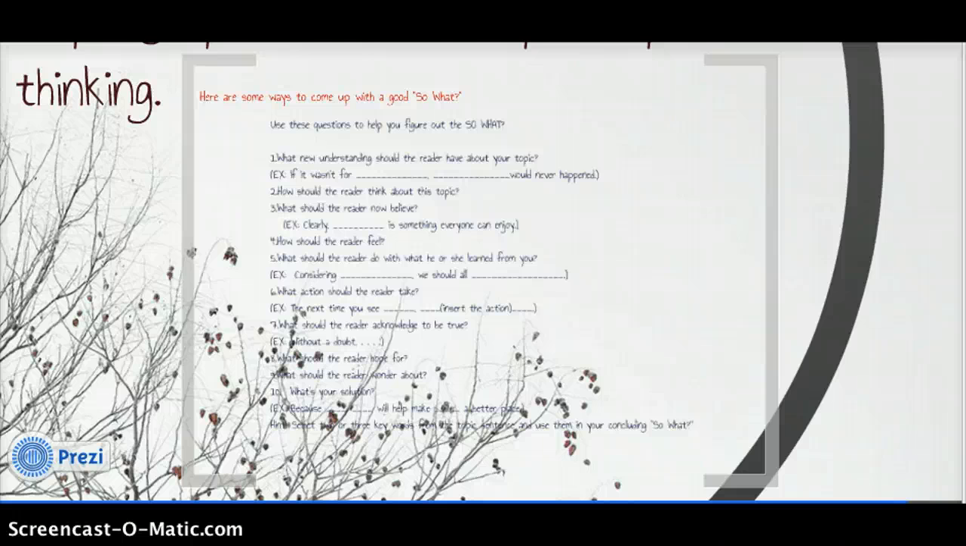So this is what you have a copy of in your guided notes, all these different ways that you can do it, with some examples of how to do that. So if you're talking about how great your mom is and you want to write a so what about that, the first one says, what new understanding should the reader have about your topic? Okay, I could say, if it wasn't for my mom, my life wouldn't be as good as it is. And that would be an example for that final so what. So you can go through it and read those and use that. Keep these guided notes with you while you're working on your paragraphs and such, so that you can keep this so what list and use that for your concluding sentences.